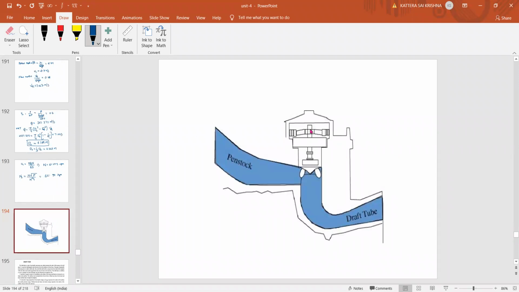So you can see just one small diagram here. This is just an ideal power plant. You can see here, this is a turbine. And already we know from the penstock, the water will come and hit the turbine blades. Then the water should go out of the turbine, right? So directly it can't go because of the kinetic energy available there.